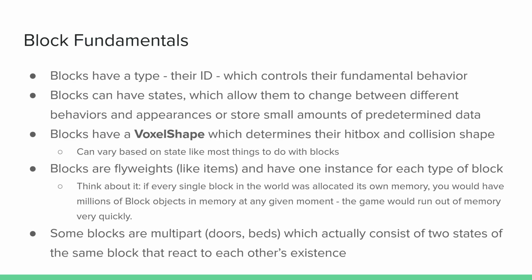And like items, blocks are also flyweights, which means there's only one instance for each type of block. Because if you really think about it, if you had all the blocks in a Minecraft world and every single block had a new instance of the block class, how much memory would that take up? That would take up a ridiculous amount of memory. So blocks are just one. There's just one. Some blocks can have multiple parts, like doors and beds. So those are two different blocks that have their own states, and they react to each other's existence.